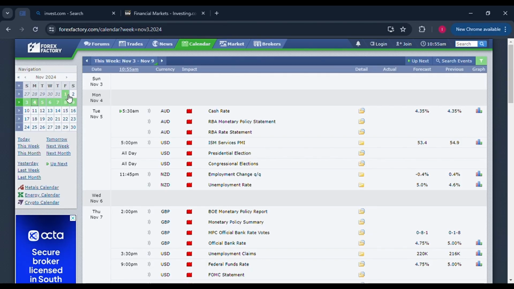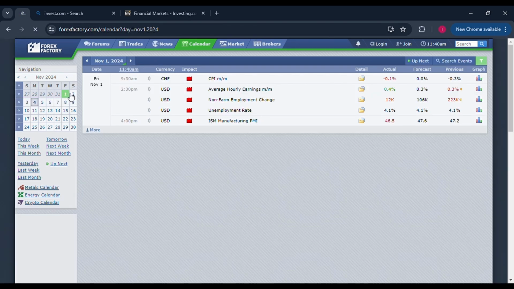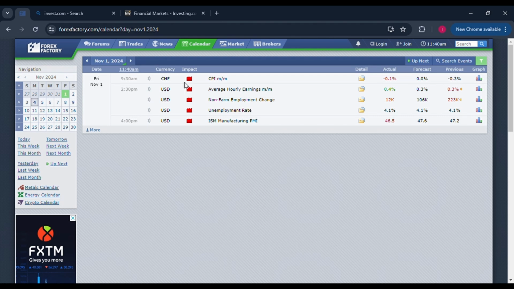It was the 1st of November, last Friday. So we had the CPI on CHF. It was a beautiful one. I analyzed before I went to bed on Thursday. I analyzed everything, because over here we have a previous. This is the result of the last month. It was negative 0.3%. The forecast, they predicted, was 0.0%. But the actual result was negative 0.1.